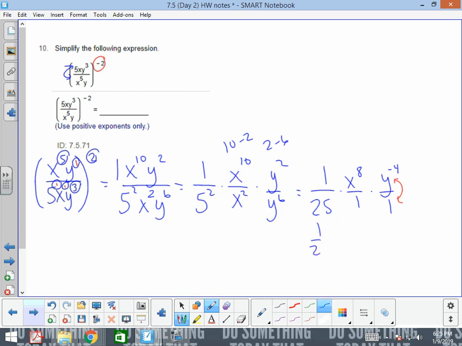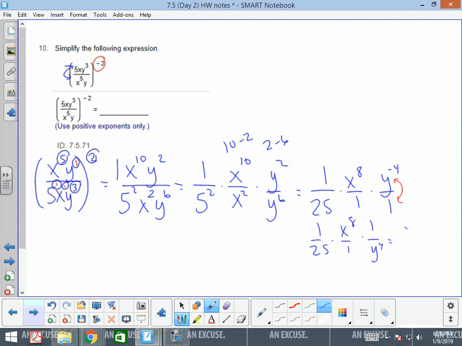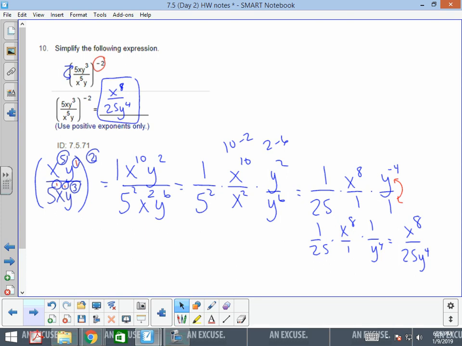So 1 over 25 times x to the 8th over 1, times 1 over y to the 4th. Multiply all the numerators and multiply all the denominators. So x to the 8th over 25y to the 4th. All right, now you're ready to do the homework problems for 7.5, day 2.